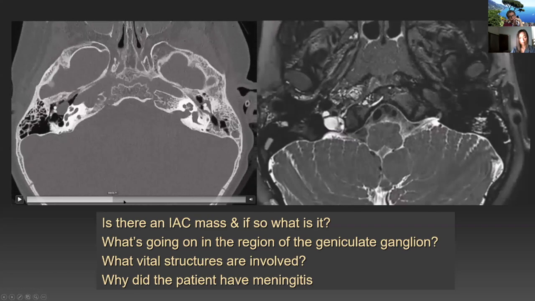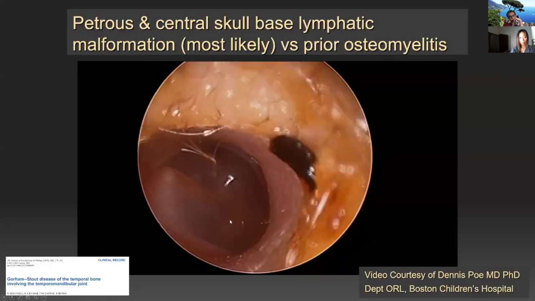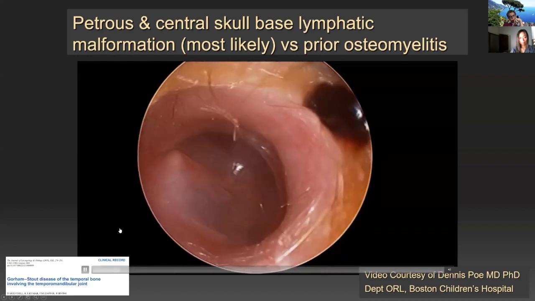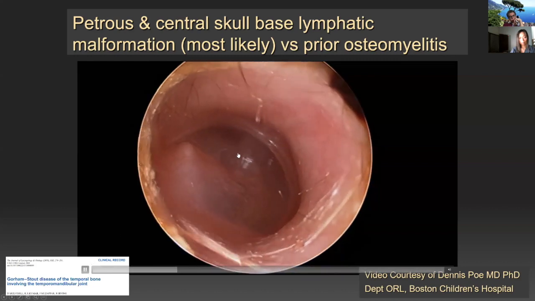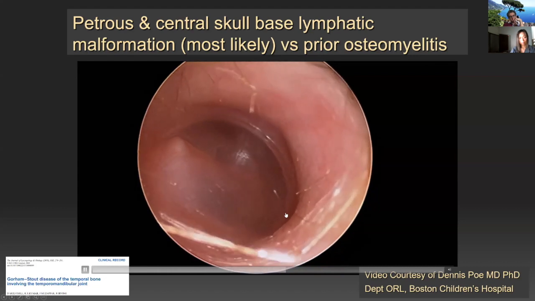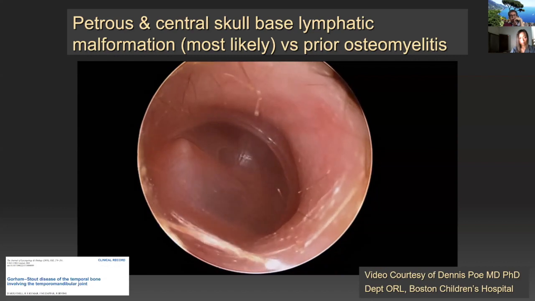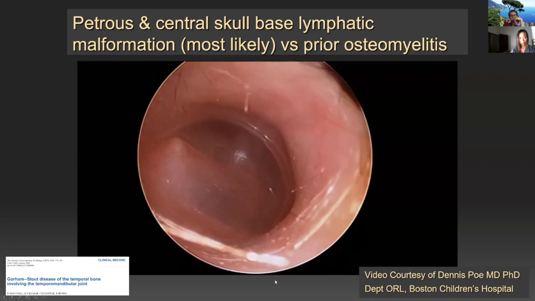And then, of course, the concern for the meningocele surrounding the facial nerve canal. So interestingly, this otoscopic video from Dennis Poe actually shows the carotid artery pulsating against the tympanic membrane. This patient ultimately underwent surgery to address the recurrent CSF leaks and trying to perform a duroplasty to prevent recurrence of meningitis.